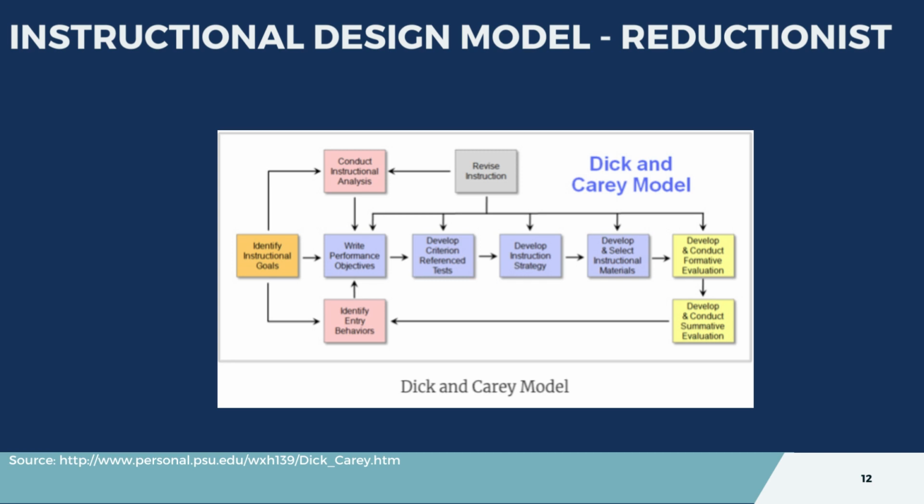And then stage three, entry behaviors and learner characteristics. Here you have to assess which skills the students have out of those that you previously determined are needed for the lesson. And then stage four, performance objectives. They determine the specific goals and objectives for a lesson. So, for example, SWBAT, or student will be able to. And then stage five, criterion-referenced test items.